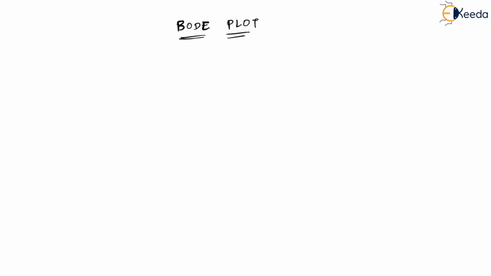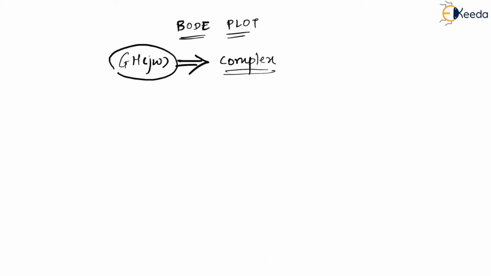So we have so far seen that we have something called GH of j omega, which is nothing but my loop gain, right? Now if you just see, this is GH of j omega. Do you agree that it is a complex term? How? Let me explain to you.